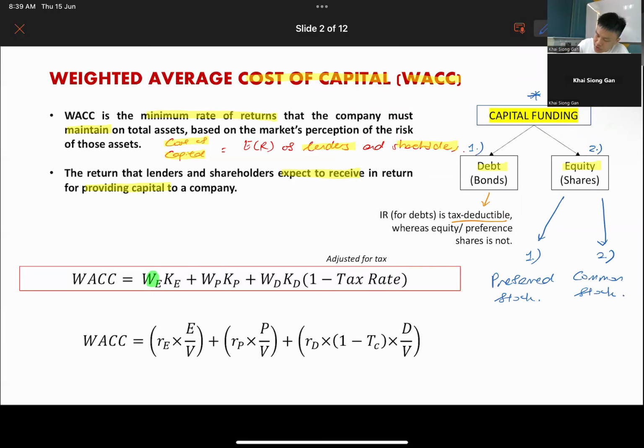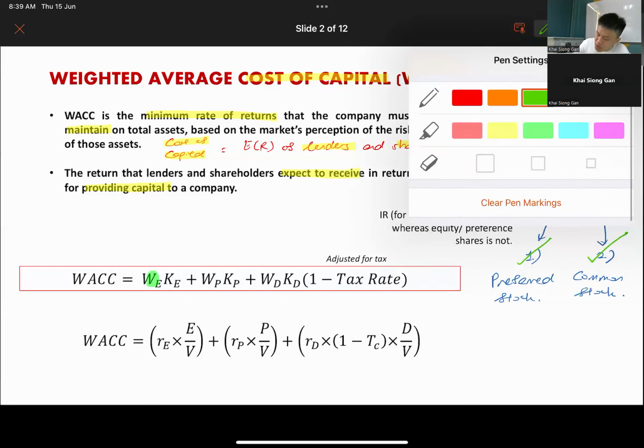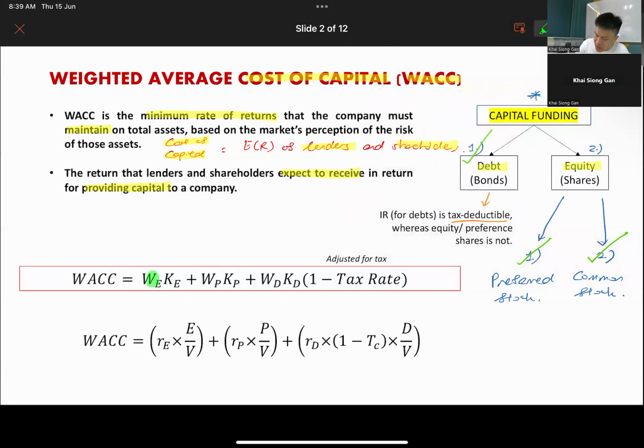So there are three components that we are going to look into. The first one is debt, the second is preferred stock, and the third one is common stock. So three things in my formula later on. Let's have a look into the formula itself. The first one is the weightage of equity, that means how much equity is being used by the company.